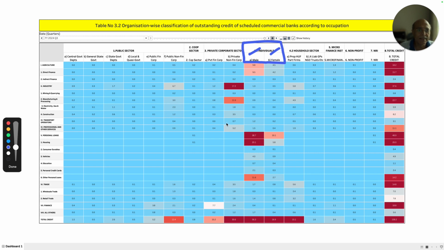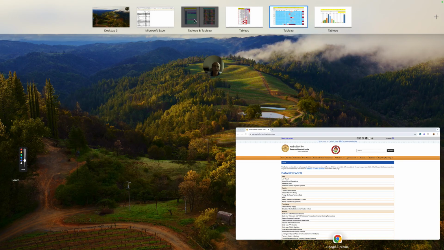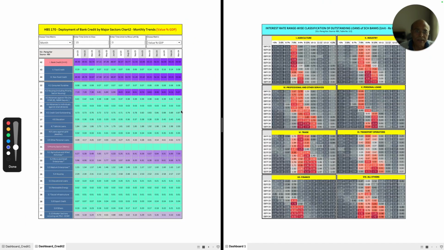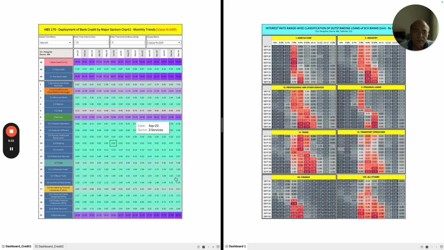So you will find that the number that I showed you on personal loans, the value was 48.9 lakh crores, right? That is the number which we saw here. If you see this chart, 48.9 lakh crores. Let's go to the sheet again. Let's go to lakh crores.